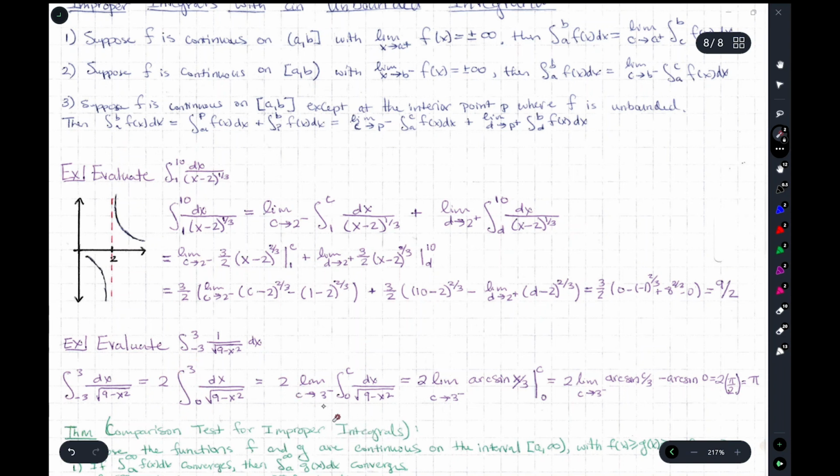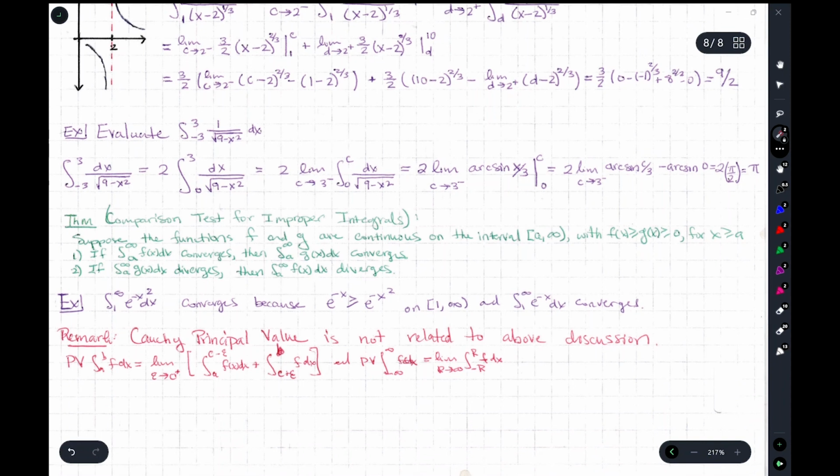And, well, this is at the right endpoint. 0 is not a problem, but at the right we do have unbounded behavior. And so we're going to integrate from 0 to c and then take the limit as c goes to 3 from the left, okay? And plugging that in and taking the limit, we get pi over there.